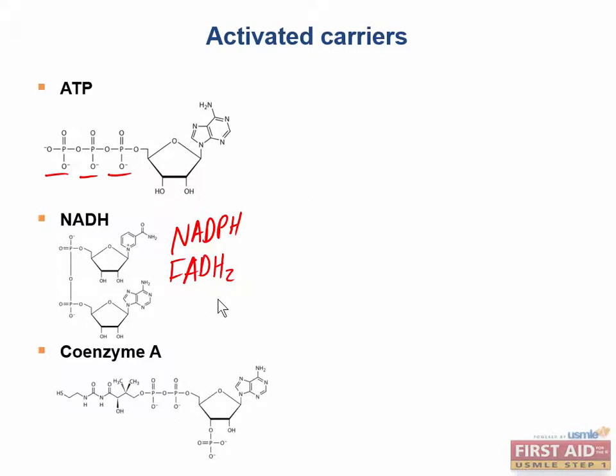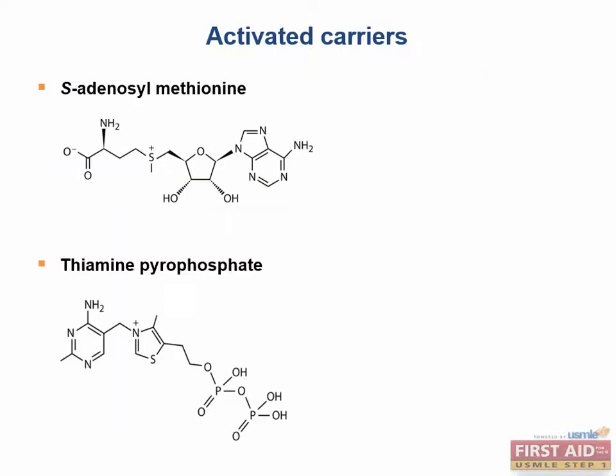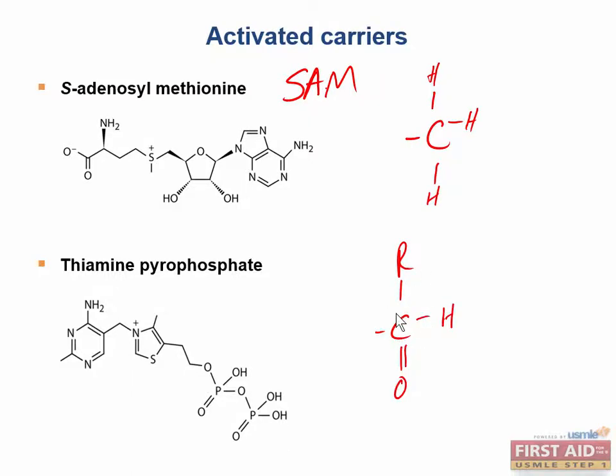Coenzyme A, shown here, and lipoamide carry acyl groups. Biotin is going to carry carboxyl groups, and then tetrahydrofolic acid is going to carry single carbon groups. S-adenosylmethionine is also known as SAM, and this is going to carry methyl groups. So our methyl group is going to look kind of like this. And then lastly, we've got thiamine pyrophosphate, which is actually the active form of vitamin B1. This is going to carry aldehyde groups. So that's our aldehyde group carrier.